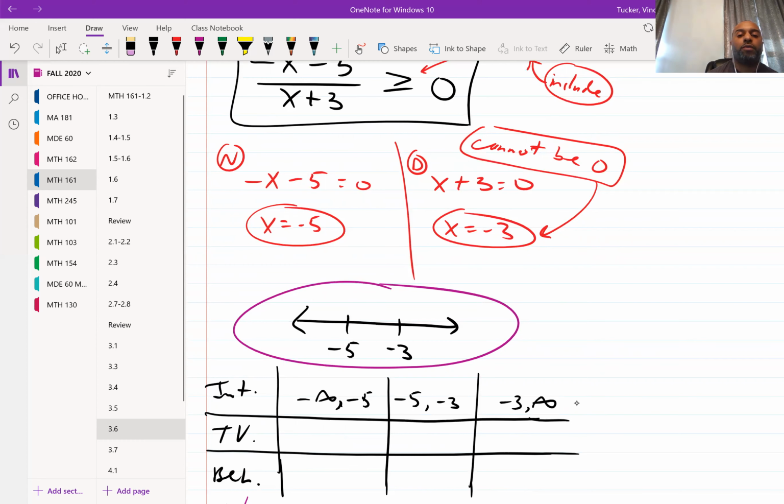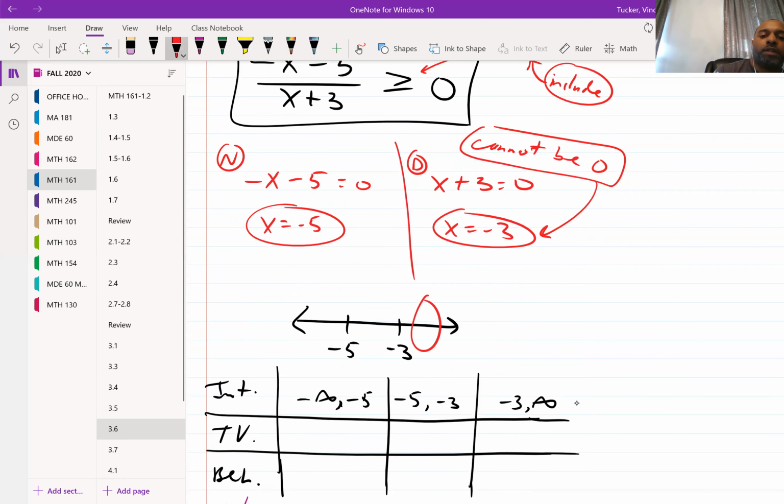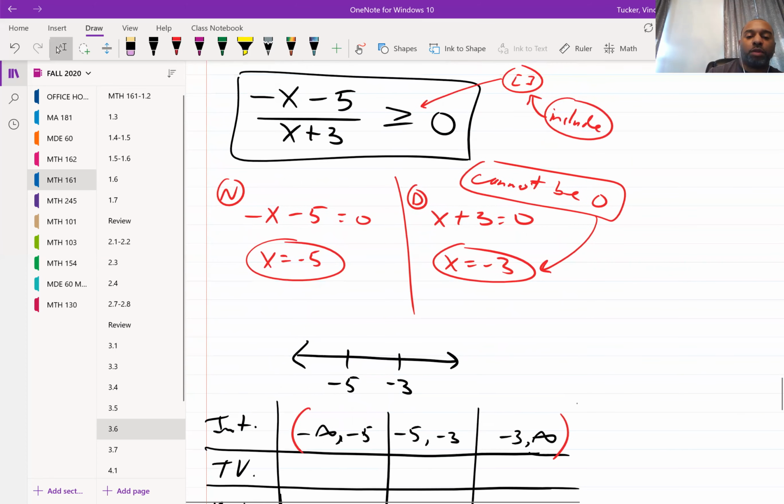All right. So the first interval is negative infinity to -5, then -5 to -3, and then -3 to infinity. Negative infinity and infinity will always take on parentheses. Now, because we have "or equal to," we're supposed to use brackets.